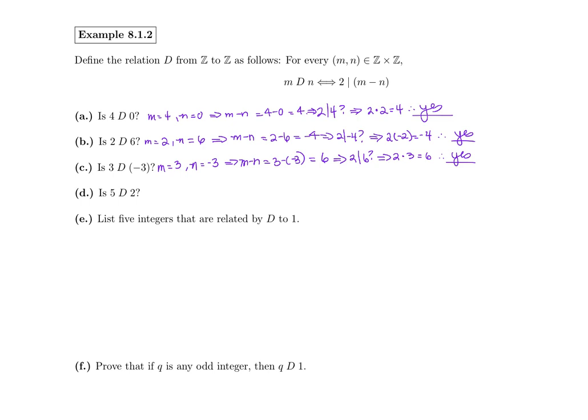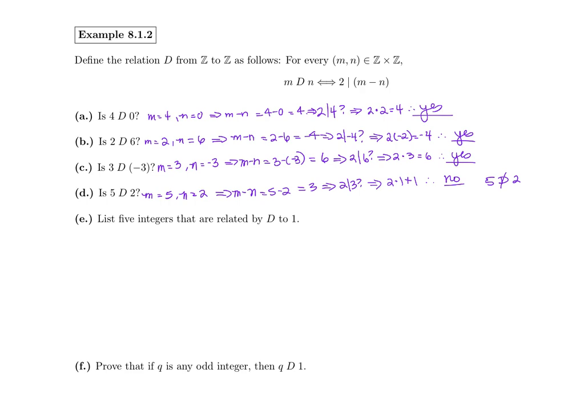But of course, I have to give you one that doesn't work. I have to try to give you one that we can't divide by 2. So let's try part D. Is 5 related to 2 by d? Well, m is 5, n is 2, which means m minus n is equal to 5 minus 2, which is 3. Does 2 divide 3? Well, no, because that's 2 times 1 plus 1. So, no, it doesn't. So in that case, we would say 5 is not related to 2 by d.